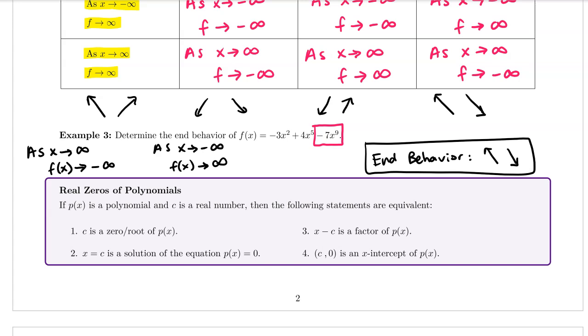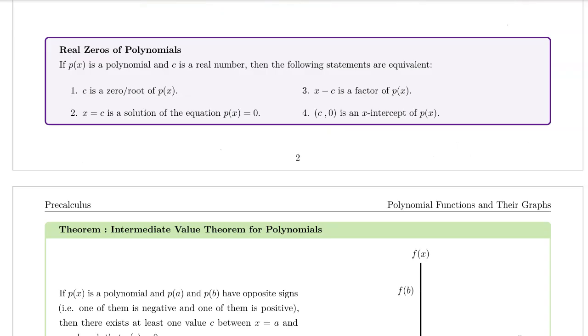Now, real zeros of polynomials. If p of x is a polynomial and c is a real number, then the following statements are equivalent. The first statement says c is a zero or root of p of x. 2 says x equals c is a solution of the equation p of x equals 0. 3 says x minus c is a factor of p of x. And 4 says c comma 0 is an x-intercept of p of x. Let's see these 4 statements in action.